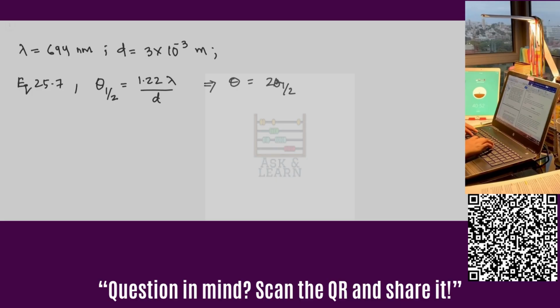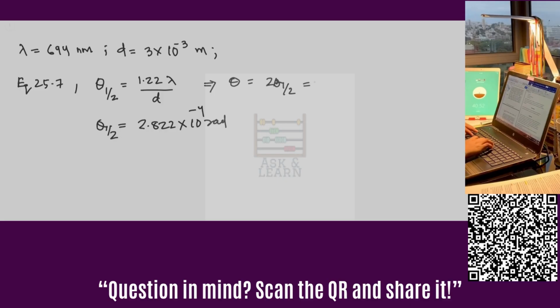So let's compute this first. This is really simple. We have lambda and d. Make sure you convert your lambda into meters and do the calculation. And we get this value to be 2.822 times 10 to the power minus 4 radian. So that is the half angular width.